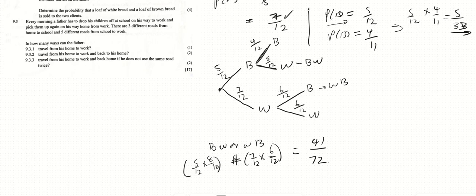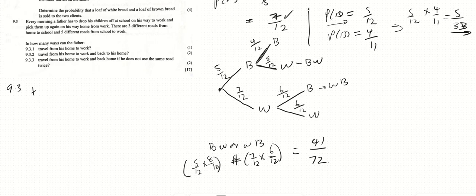Now look at 9.3. 9.3 says every morning the father has to drop his children off at school on his way to work and pick them up again on his way home from work. There are 3 different routes from home to school and 5 different routes from school to work. In how many ways can the father travel from his home to work?